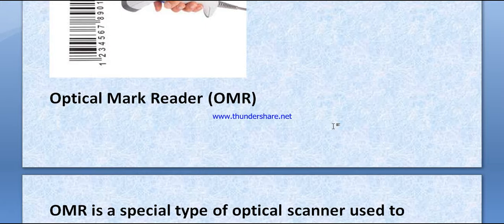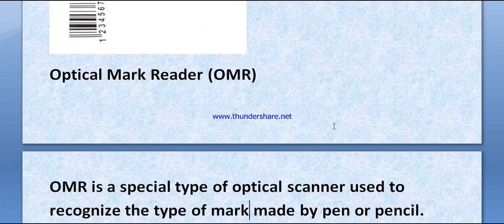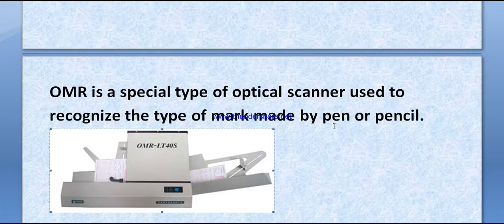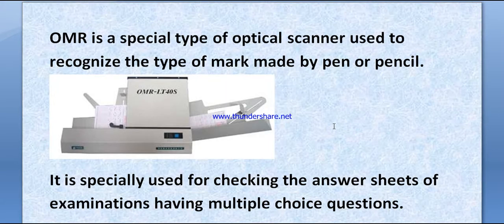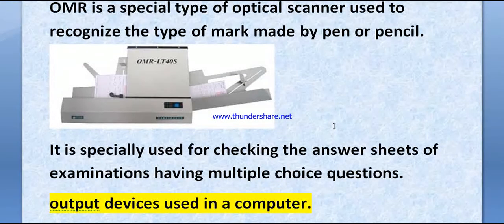Now OMR, optical mark recognition reader. OMR is a special type of optical scanner used to recognize the type of mark made by a pen or pencil, just like a competition exam OMR sheet. And this is the machine. It is especially used for checking the answer sheets of examinations having multiple choice questions.